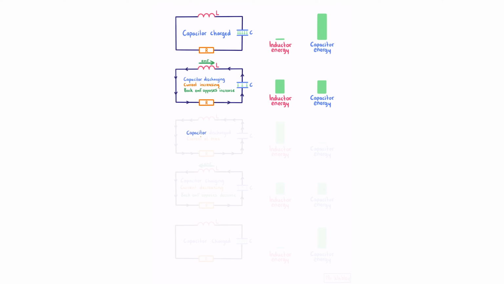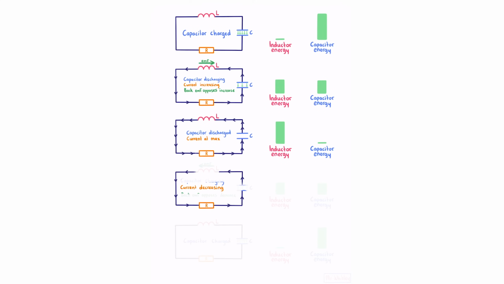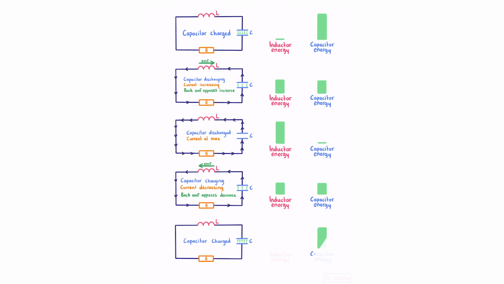When the capacitor is fully discharged, our current is at a maximum, so we have no energy in our capacitor, and our maximum energy in our inductor. Following this, our current is now decreasing, our back EMF opposes this decrease, and our capacitor starts charging the other way. And so now we have some energy in our capacitor, and because we have a decreased current, we have a decreased inductor energy. Eventually our capacitor becomes charged again, our current comes to a stop, we have all our energy in our capacitor, and none in our inductor.